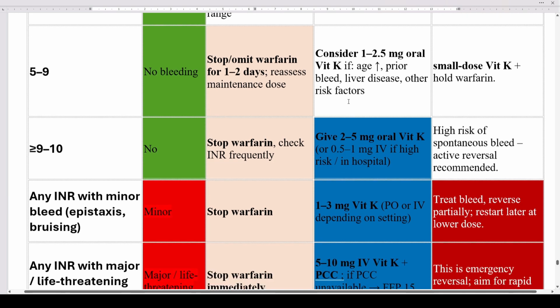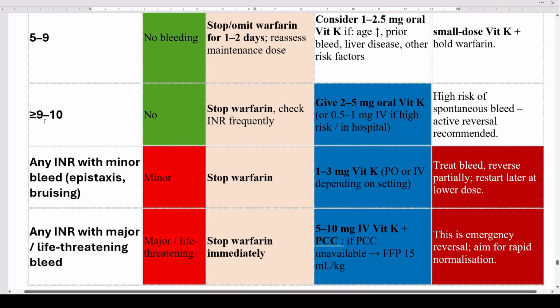Next, if it is between 9 to 10 and still no bleeding, then stop warfarin. But in this case we know there is a high risk of spontaneous bleed, so we will do the reversal. We have to give 2 to 5 milligrams of oral vitamin K to the patient, and we can give 0.5 to 1 milligram IV vitamin K if it is a high risk case or in hospital settings.